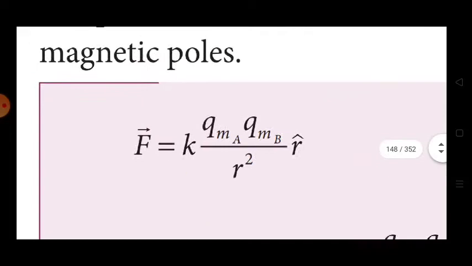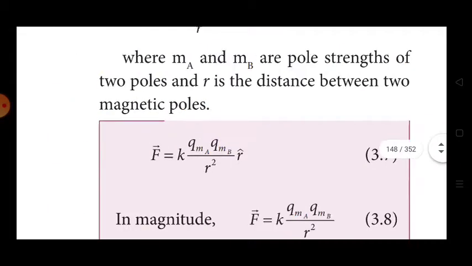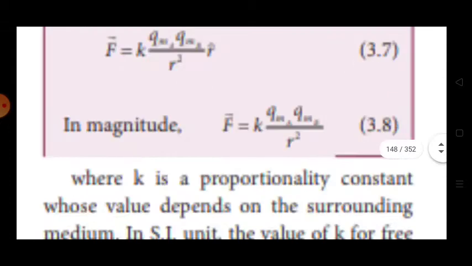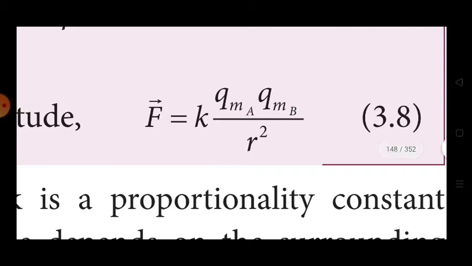So here we introduce K. K is the constant that depends on the medium in which we place these two magnets, whether air medium, water medium or glass medium. In magnitude, it can be written like this: F is equal to K QmA into QmB by r square.